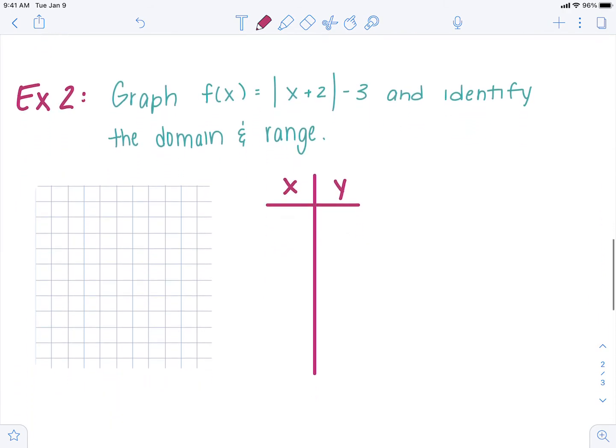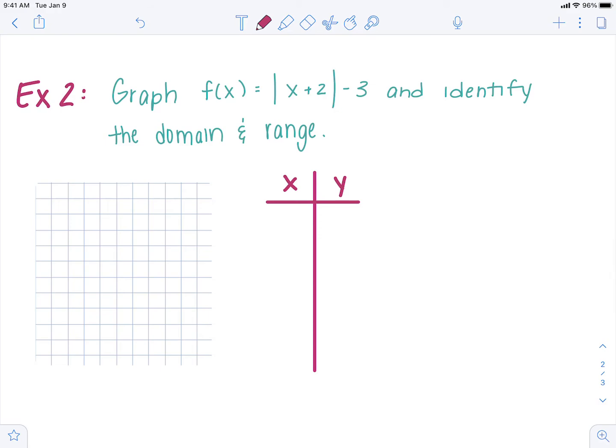All right, so the first thing I have to decide is what numbers I want to put in my table, right? This is the first time that we're seeing something a little bit different inside my absolute value. Since I'm adding 2 inside my absolute value, the middle of my table is going to be at -2. It's always going to be the opposite sign of the number in there. Does that make sense?